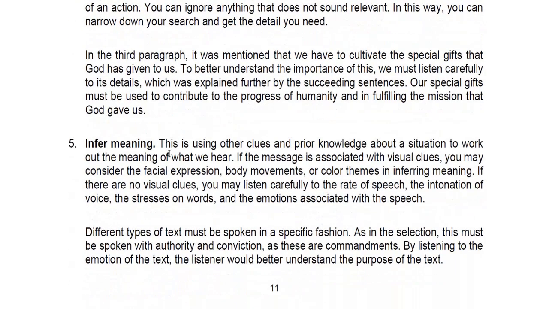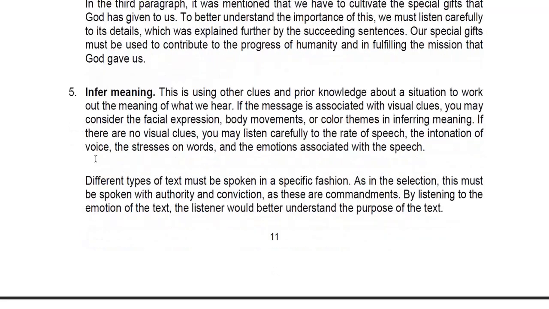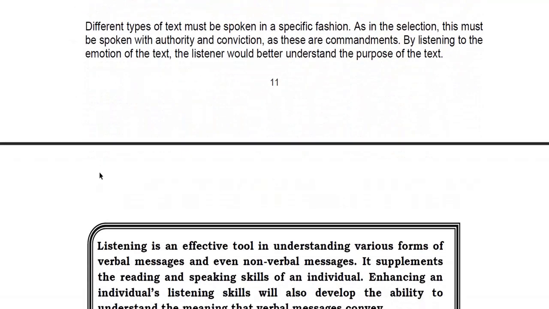When we say infer meaning, this is using other clues and prior knowledge about the situation to work out the meaning of what we hear. If the message is associated with visual clues, you may consider the facial expression. For example, you are talking to your friend and she says she is okay, she is happy, but the facial expression is not that okay. So you will infer, you will give meaning to that. So, that is infer meaning.